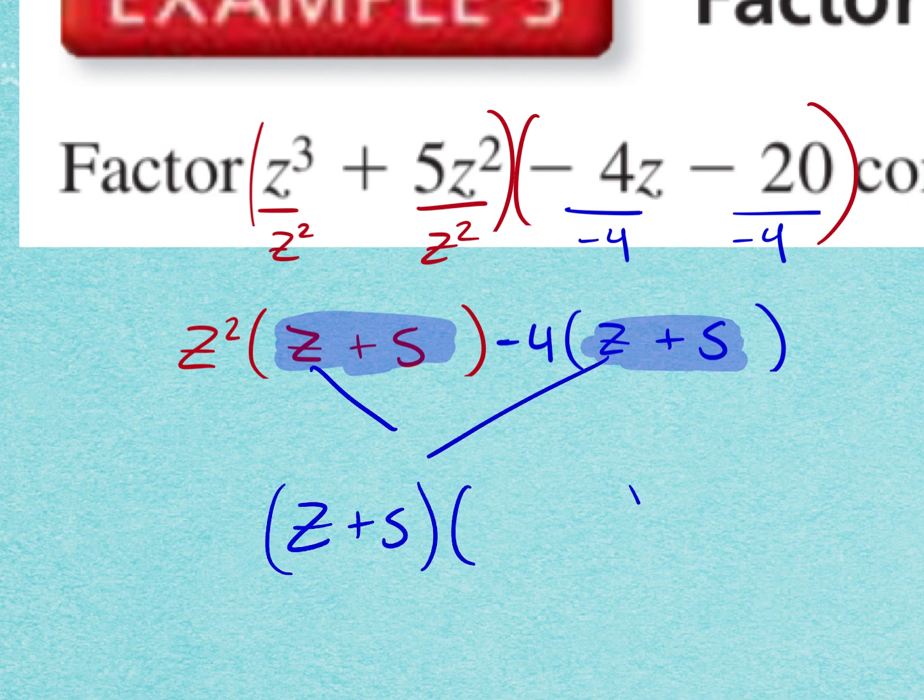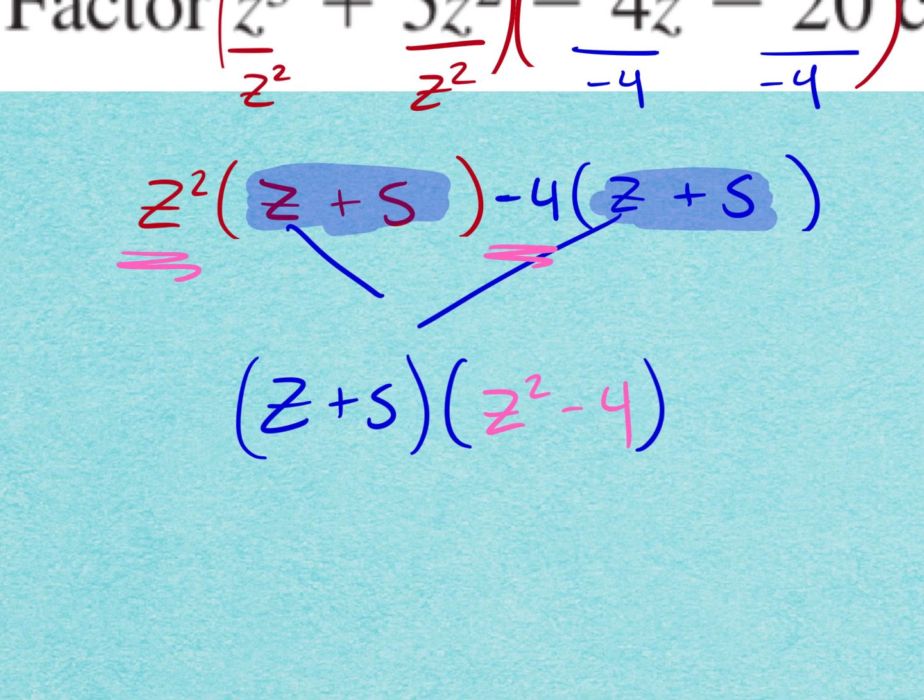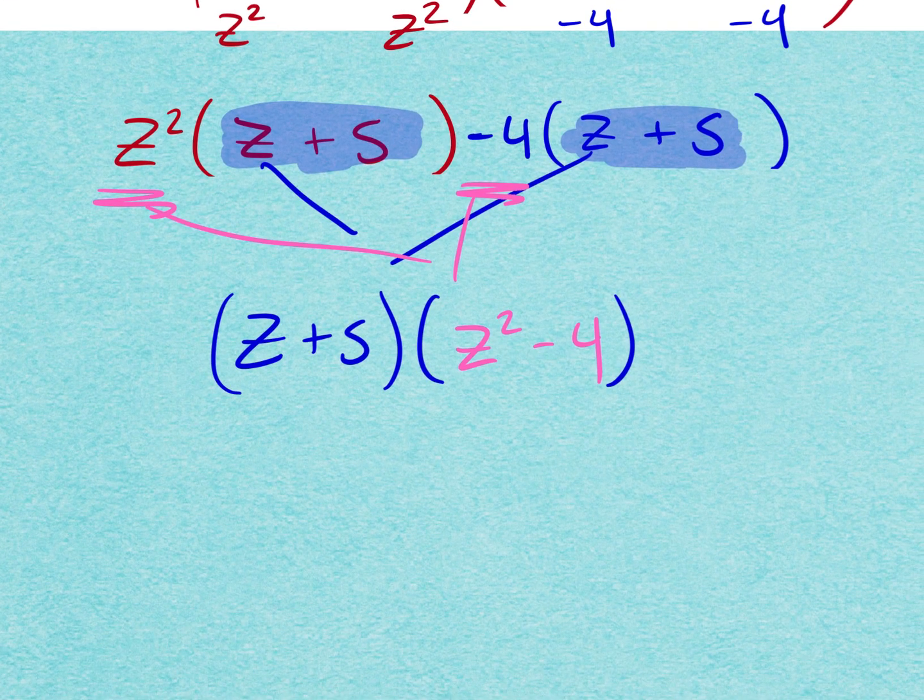What's going to be in my other parentheses? Z squared minus 4. So the two outside parts go together into the other parentheses. Now, can I factor this anymore? What's special about z squared minus 4? They're both perfect squares, so this is the difference of squares.